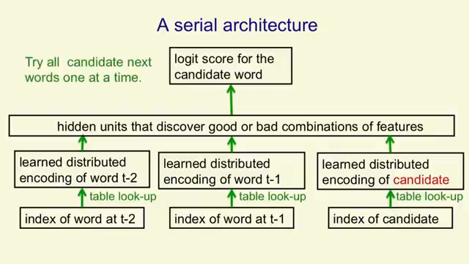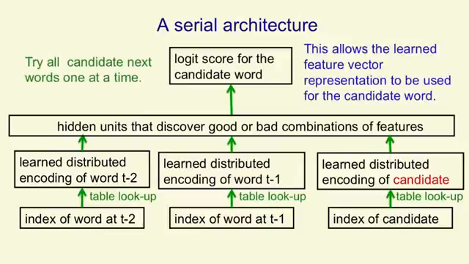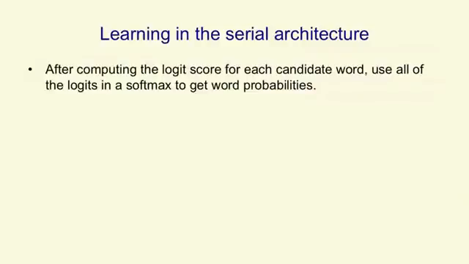So we try all the candidate words one at a time, and by putting in the word as a candidate at the bottom, we're able to use the learned feature vector for that candidate word that we learned when it was a context word. So we can have the same representation of the word when it's part of the context and when it's a candidate for the next word that we're trying to predict. Learning in the serial architecture works in the following way. We first compute the score for each possible candidate word, and then we put all those scores, which we computed sequentially, into a big softmax to get word probabilities.